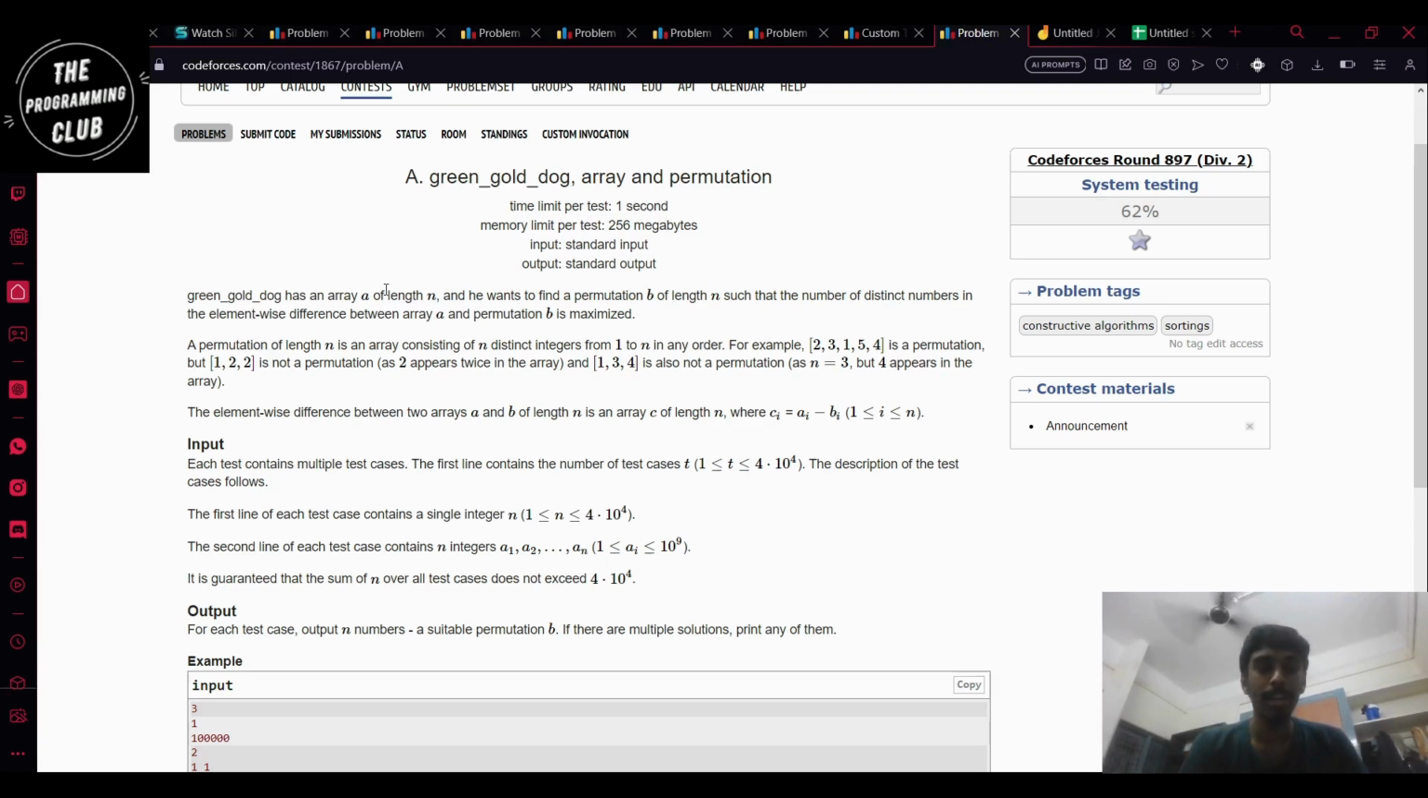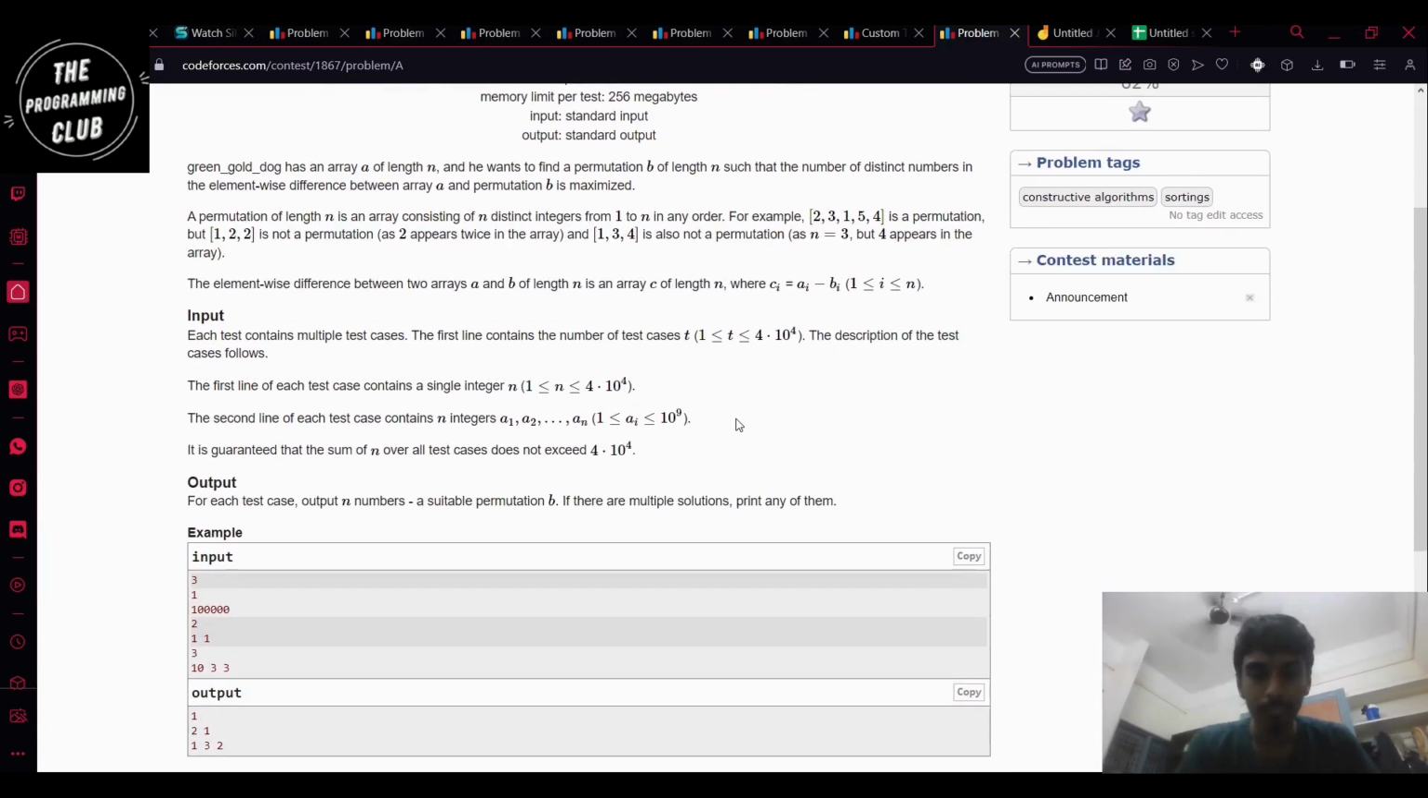Green gold dog has an array A of length n, and he wants to find a permutation B of length n such that the number of distinct numbers in the element-wise difference between arrays A and permutation B is maximized. A permutation of length n is an array consisting of n distinct integers from 1 to n in any order. For example, 2, 3, 1, 5, 4 is a permutation, but 1, 2 is not a permutation. The element-wise difference between two arrays A and B of length n is an array C of length n where Ci is equal to Ai minus Bi.